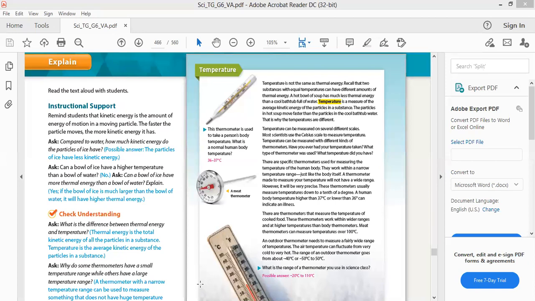Temperature with thermal energy. Teacher, but I can't hear you very well, so I'm going to just disconnect audio. Okay. Now I can hear you. Okay, listen. How are they different? Temperature is average kinetic energy, and thermal energy is total kinetic energy. Okay? So how are they different?